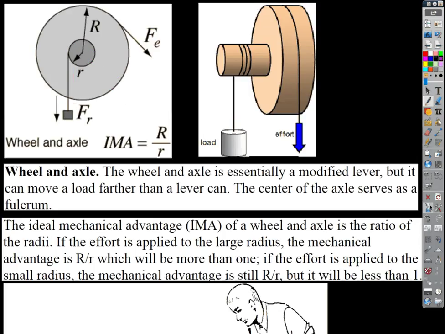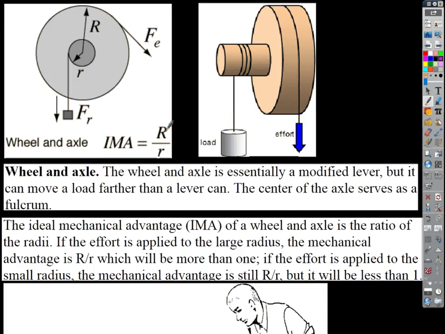If we look at the two radii, the big R is the radius of the wheel, the small r is the radius of the axle, right? The ideal mechanical advantage here is clearly going to be what? Just big R over little r, right? Because you're getting a mechanical advantage theoretically if you have 4 times as big a radius on the wheel as the axle. Theoretically, you're going to get a mechanical advantage of 4 out of that, right?